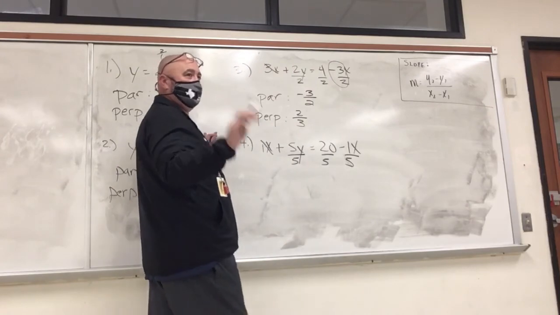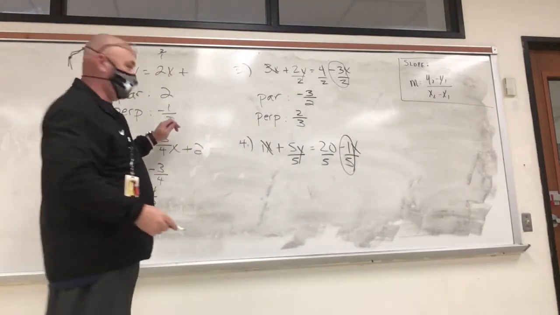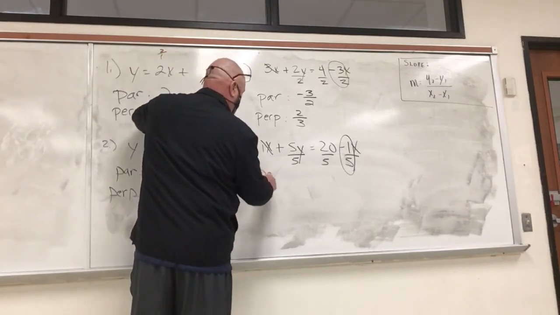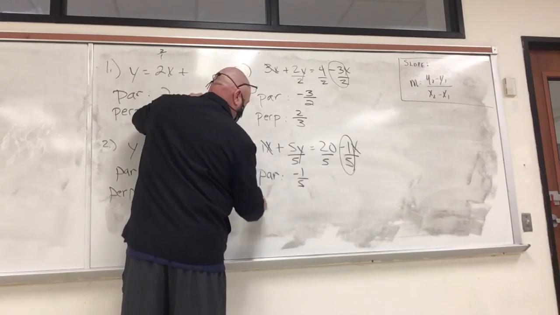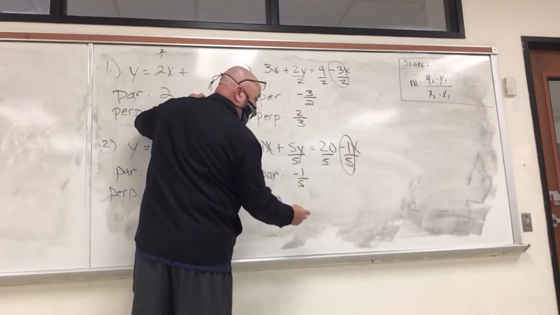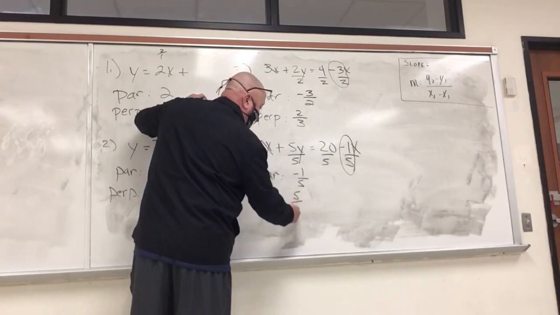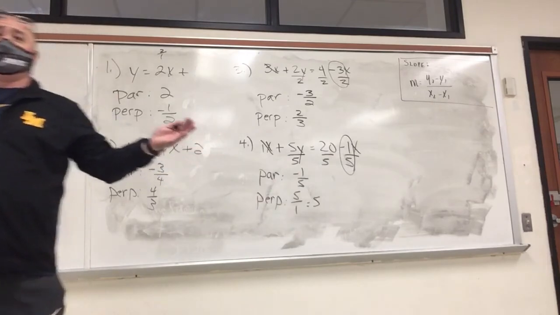I don't gotta do anything else, because now I know what my slope is. So what's parallel gotta be? -1 over 5, -1/5. What's perpendicular gotta be? 5 over 1. Very good, which is plain old what? 5. 5/1 becomes 5. That's all we're doing today.